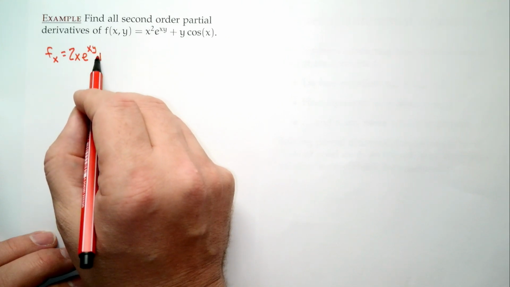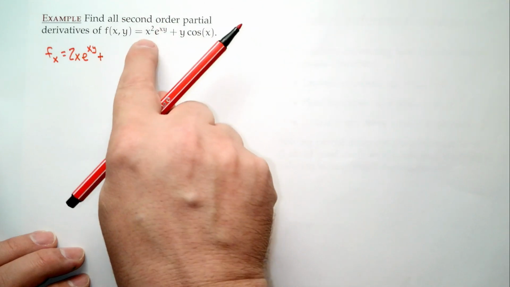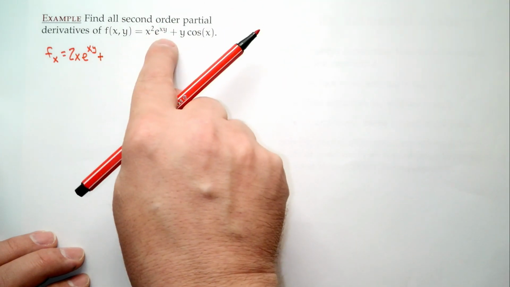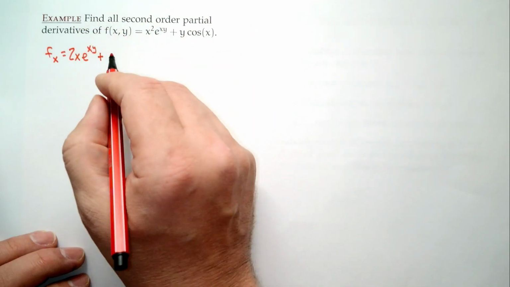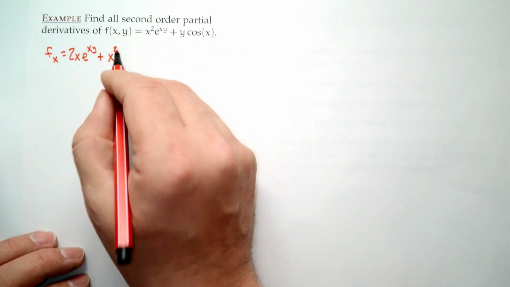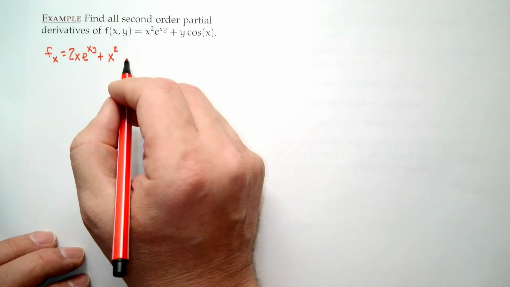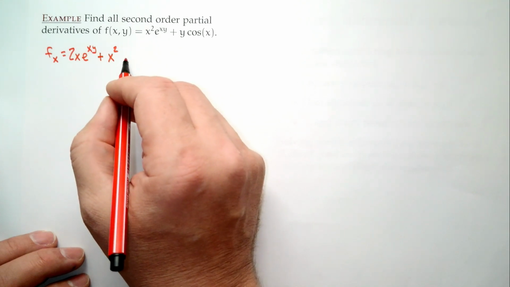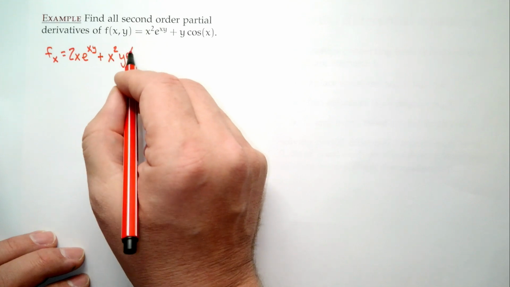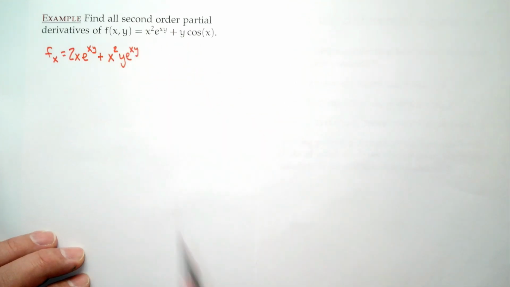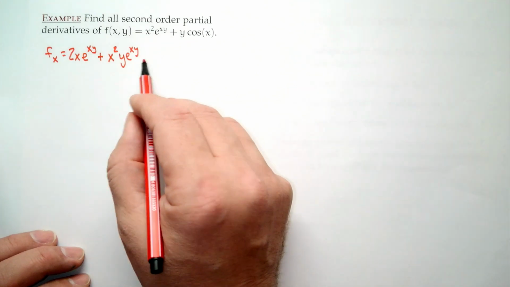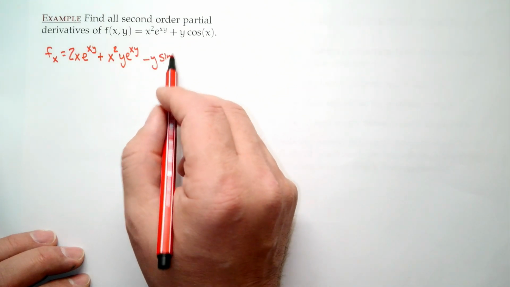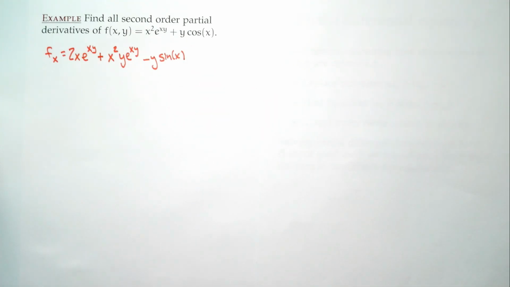Well, plus, be careful here. What rule do we need? Product rule. So derivative of the first times the second plus the first, which is x squared, times the derivative of e to the xy. Derivative of e to the xy? y e to the xy. All right, derivative of y times cosine x? Minus y sine of x, because the derivative of cosine is negative sine. The y comes along for the ride.